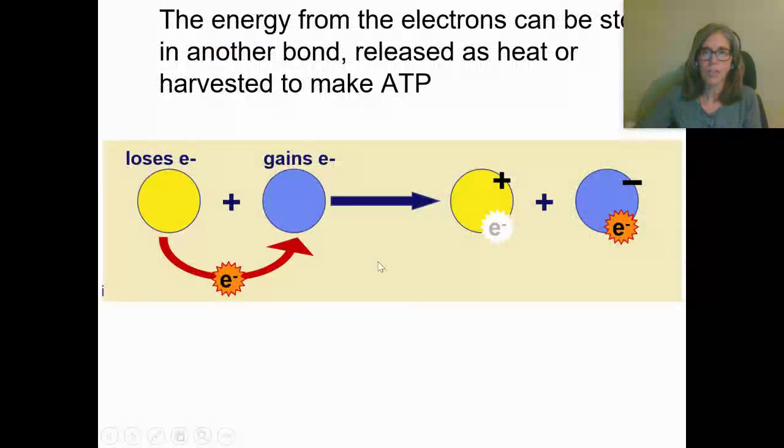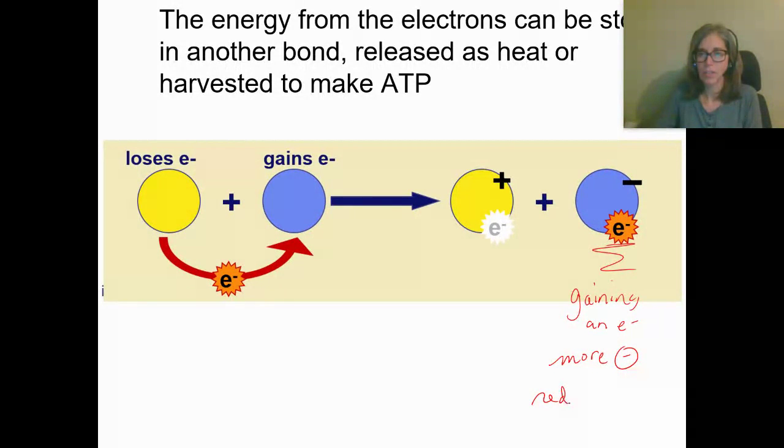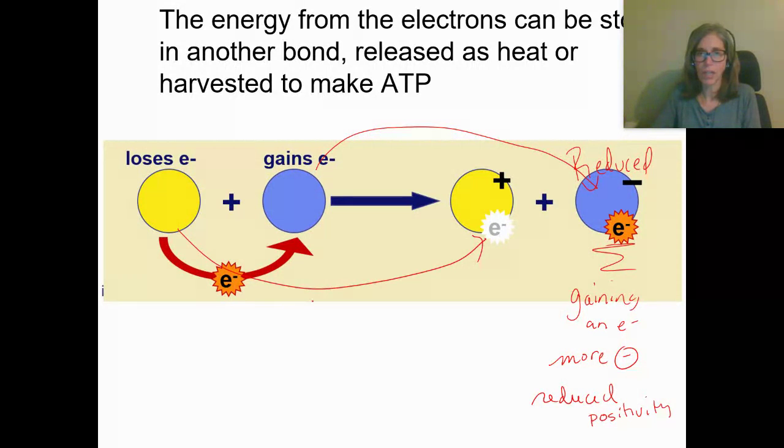Okay, so the energy from the electrons can be stored in another bond or released as heat or harvested to make ATP. So this one is gaining an electron, which means it's more negative, which means it's got reduced positivity. This one is getting reduced. And if one is getting reduced, the other one is getting oxidized. I'll define it for you in a minute. Oxidized.